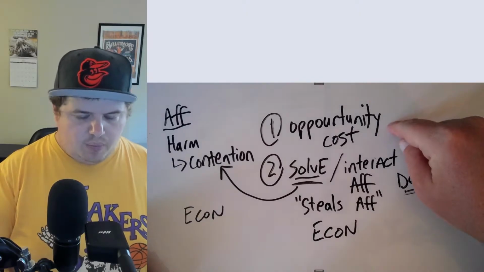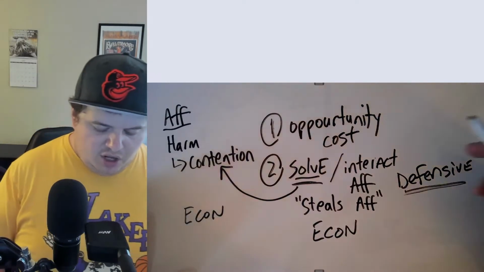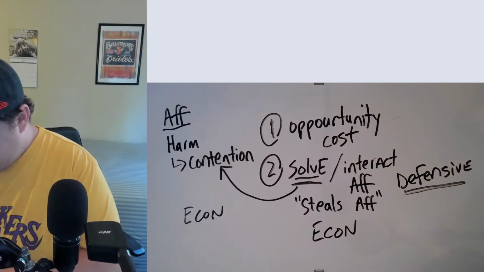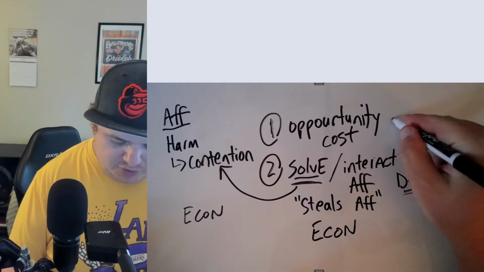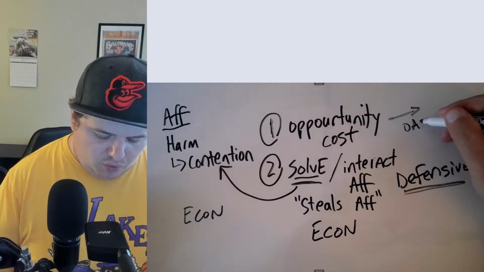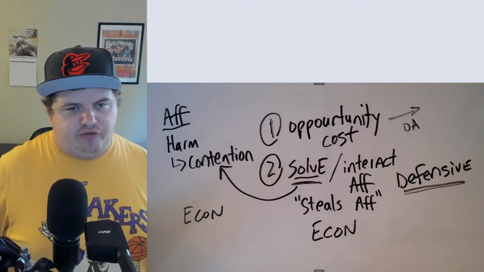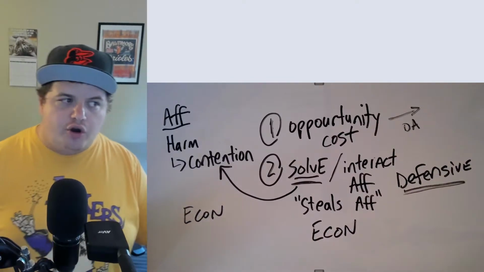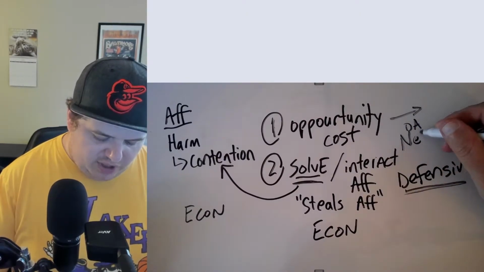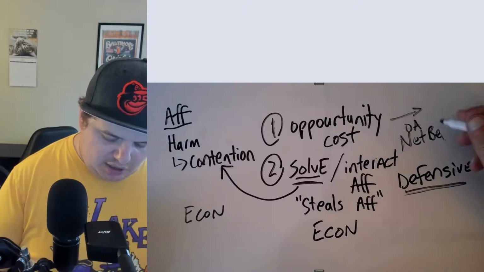Now, an opportunity cost, and the reason we do disads before we do counterplans, oh, this pen does not work, is that normally the opportunity cost is going to be a disadvantage that is avoided by the counterplan, also known as the net benefit to the counterplan. So, for the example that I gave of me eating ice cream, net benefit.